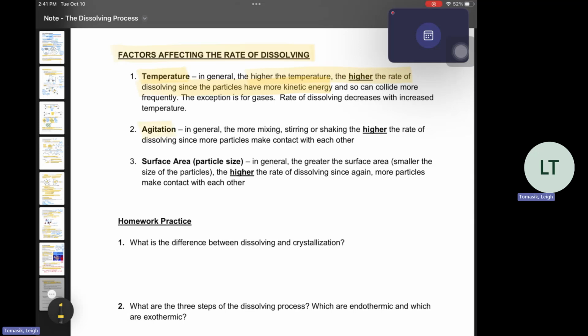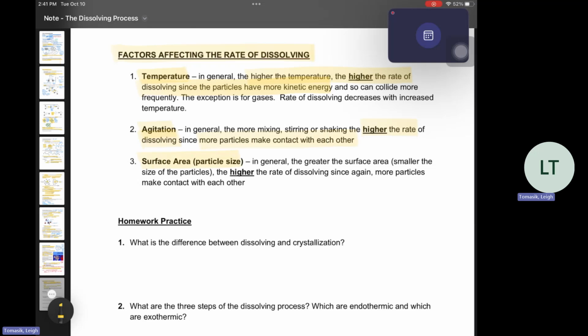Agitation is a fancy name for stirring. So you know that if you put a spoon in the tea while you're trying to make it and you swish it around, you circle the spoon in the tea, you will cause the molecules to move more, and then you'll have a higher rate of dissolving since more particles make contact with one another.